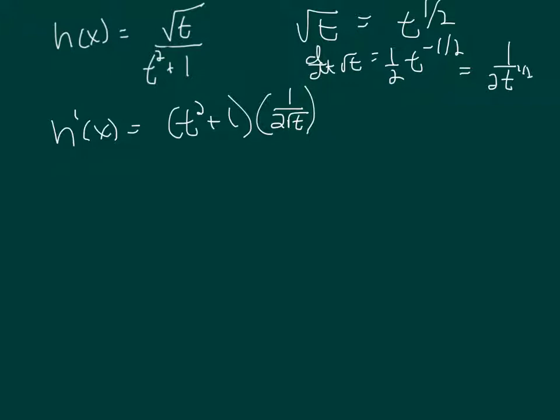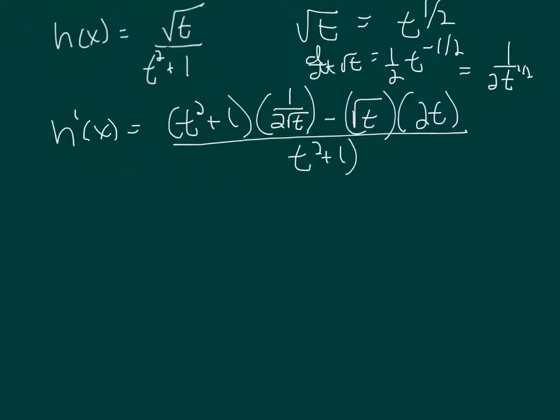So low d high minus the high, d low, which is 2t, all over the square of what's below. And you can just leave it like that. You don't have to simplify it any further than that.